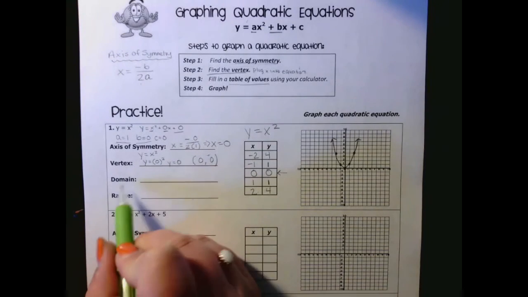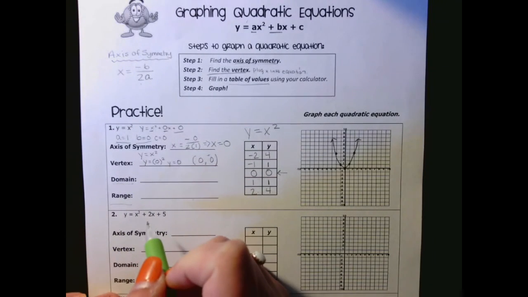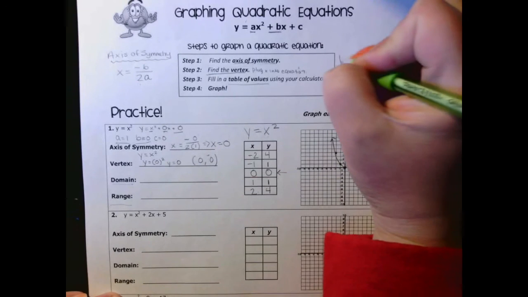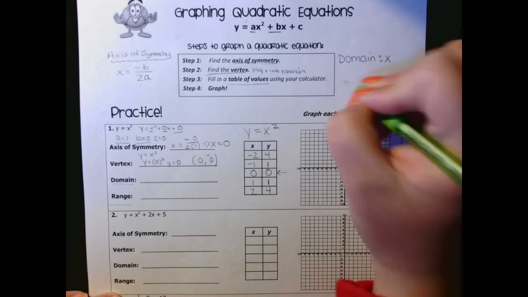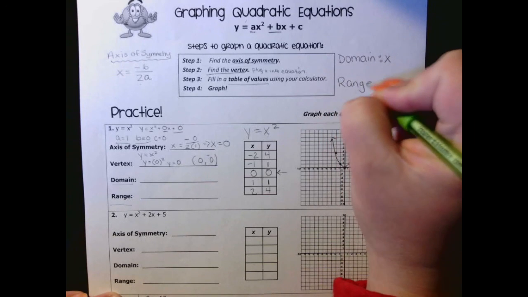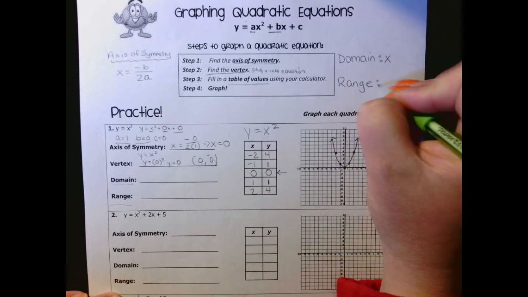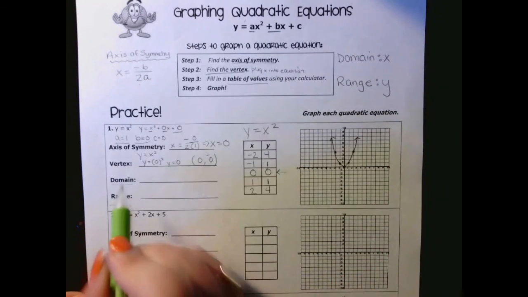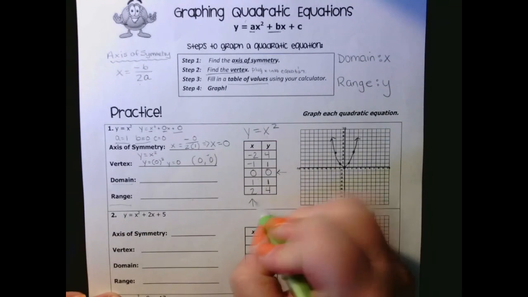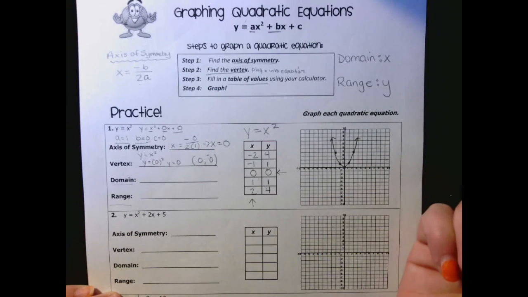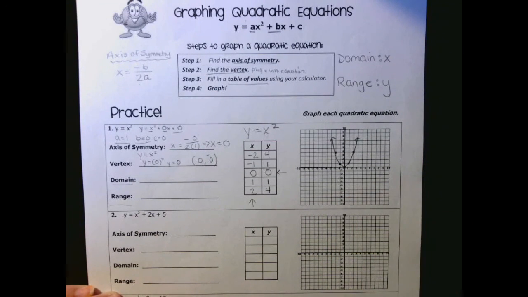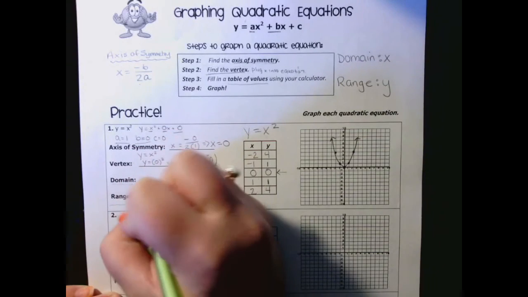Now I want to go on to state my domain and my range. So domain is going to be the x values. And my range is going to be all the outputs for my y values. So for my domain, it's going to be all my x values. And for this quadratic equation, in any quadratic equation, you can plug in any value for x. So my domain, similar to when we did exponential functions, is going to be all real numbers.